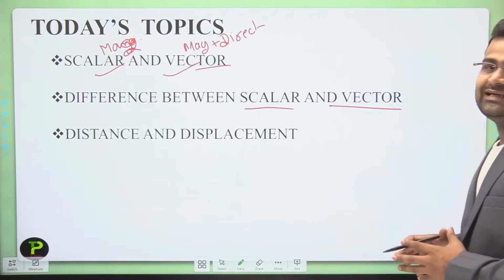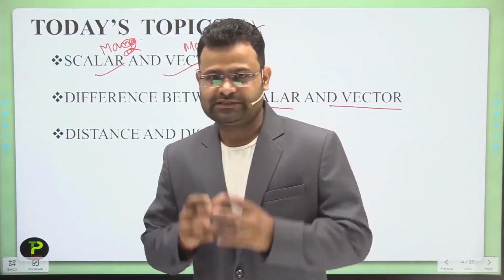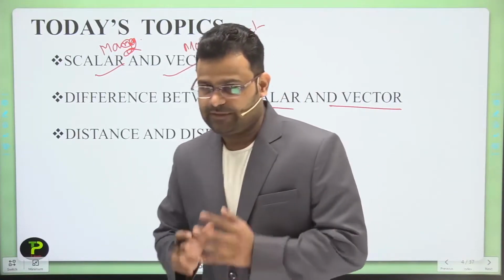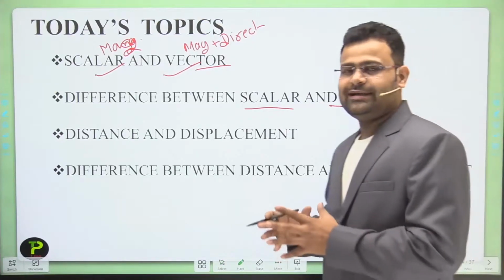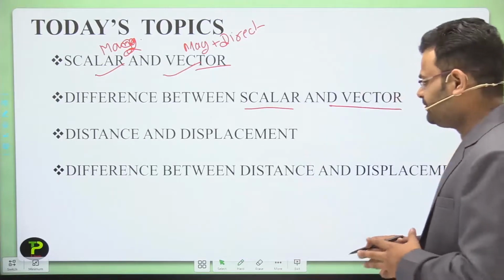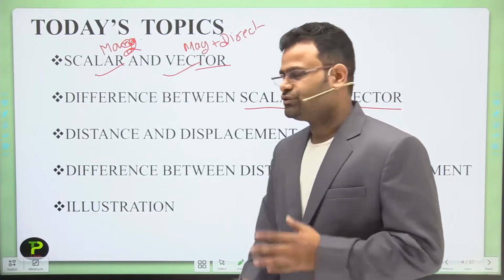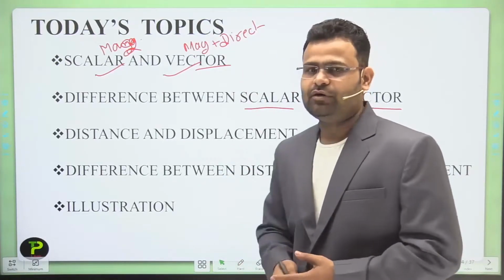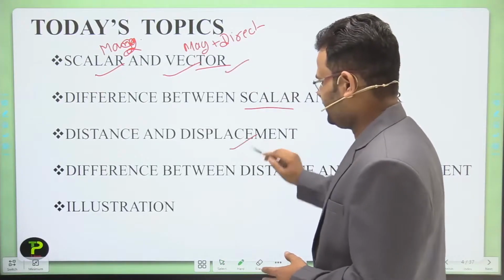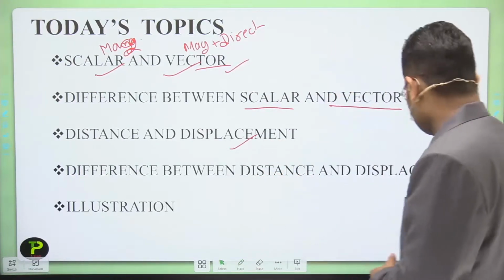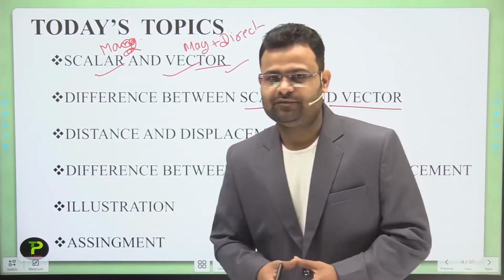Next is distance and displacement. That is the backbone of the chapter. What is distance and what is displacement? After that, we discuss the difference between distance and displacement in this topic. And next is illustration: some examples based on the complete topics above, like distance and displacement, and scalar and vector. Based on those topics we solve some examples, and then there is an assignment for you.